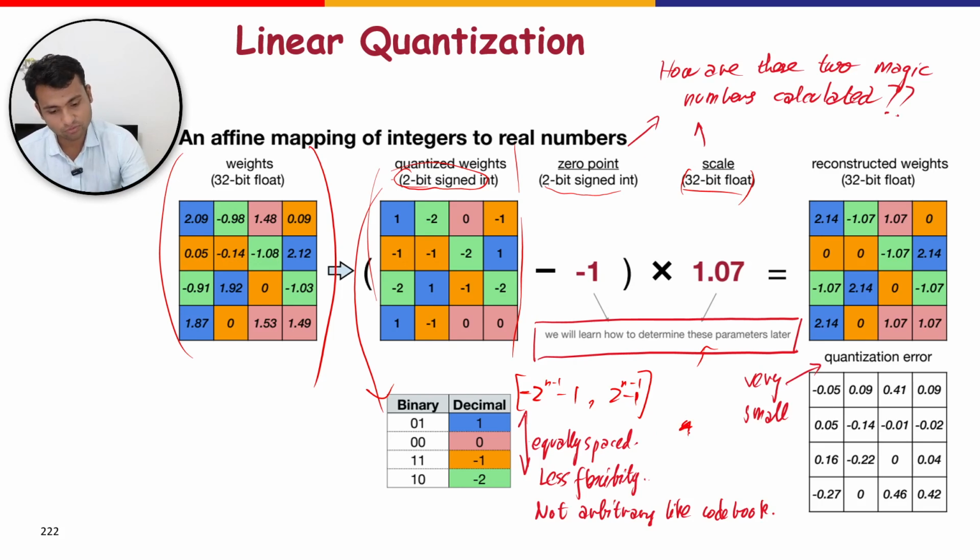So you can go from minus 4 to 3. So that's how you can find out the linear space, and these are equally spaced. Depending on how many bits you are given, you have to calculate based on that. You do this operation and you obtain these numbers, the reconstructed weights, and then from these reconstructed weights you find out the error, the quantization error, and this turns out to be very small.